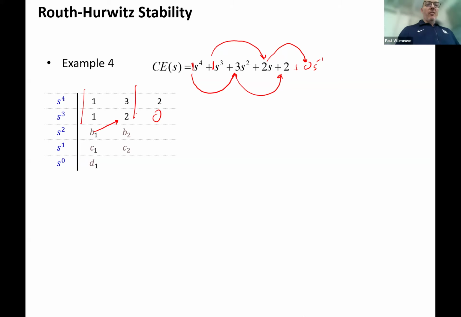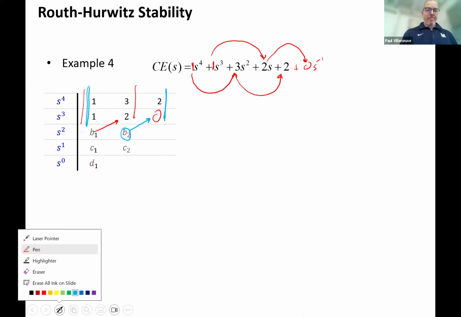To solve for B2, and I'll differentiate, let's see if I can change the color. Yeah, that might be too close. To solve for B2, I'll circle B2 in blue. I'm going to use that same first column, right? That doesn't change. But now I have to grab the column that's just to the right of the term that I'm calculating. So that is where I get my second coefficients, my second terms. Okay.